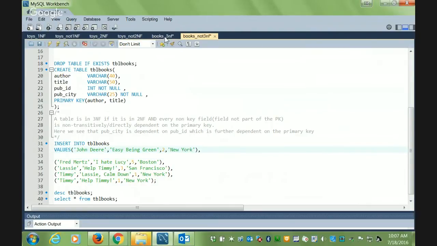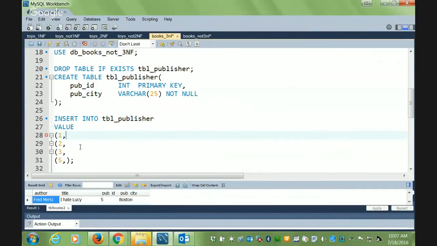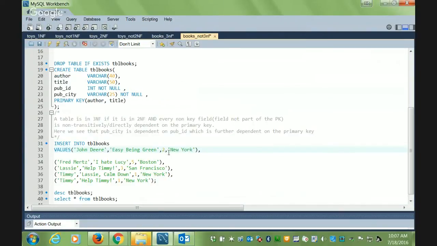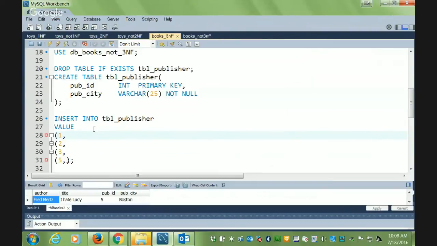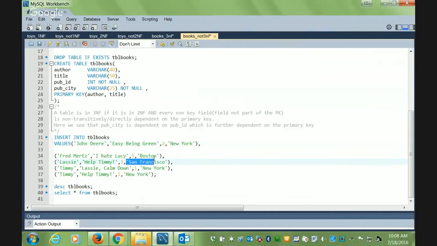Control C. Okay, so 1 is New York. Control Z, come on. I said pick this up. Control C. Pick up. Pick up. Let's look at the other ones. 3 is San Francisco and Boston.